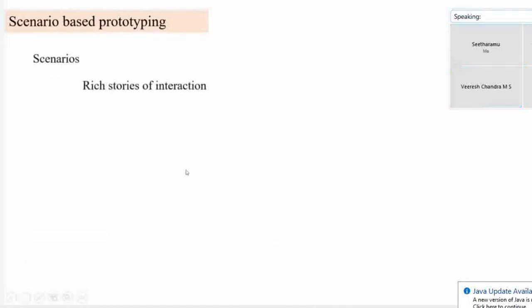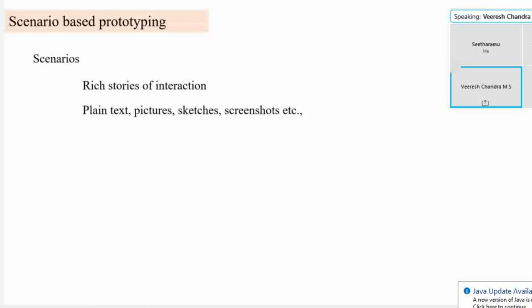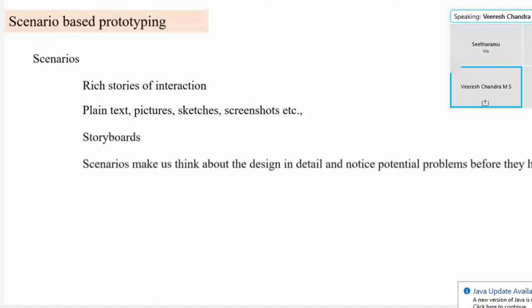So when I say scenario-based prototyping, these scenarios are rich stories of interaction: plain text, pictures, sketches, screenshots, etc. Storyboards: a board filled with a story. Scenarios make us think about the design in detail and notice potential problems before they happen. So instead of directly getting into app development, we can, based on these scenarios, build a prototype wherein potential problems will be noticed. We can also know what happens if this problem persists, the consequences, and then we can change that and have a different solution for the problem.